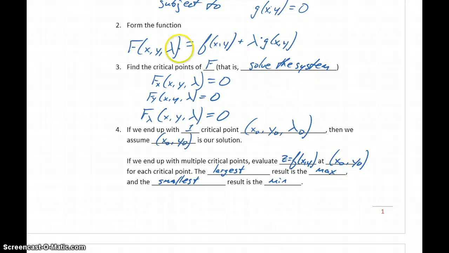And that's our method. Essentially it comes down to constructing this equation, finding those derivatives, setting them equal to 0, and then solving that system. The easy case is when we come up with a single solution. If we come up with multiple solutions, then we have a little bit more work ahead of us, but just some basic arithmetic and then comparing those results.